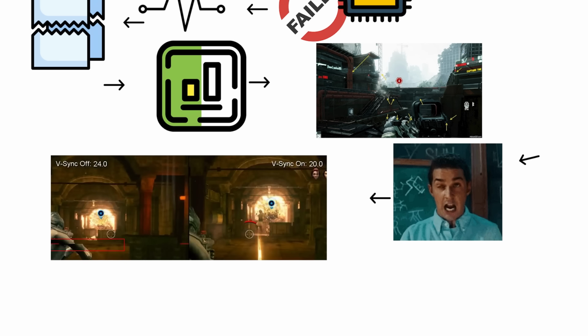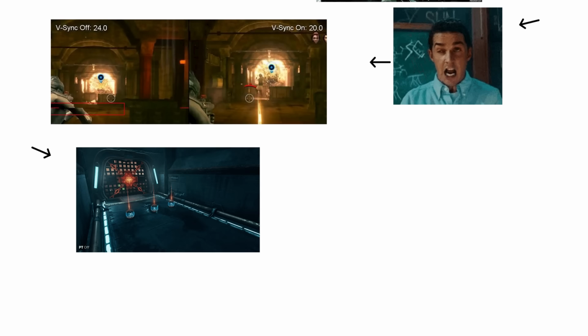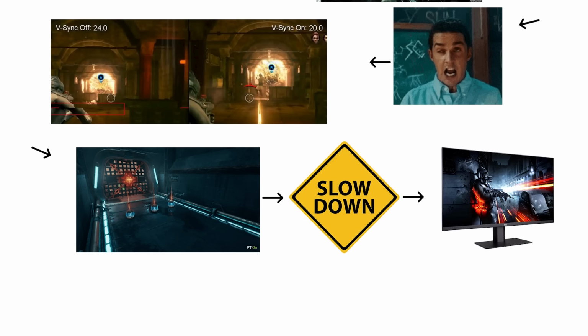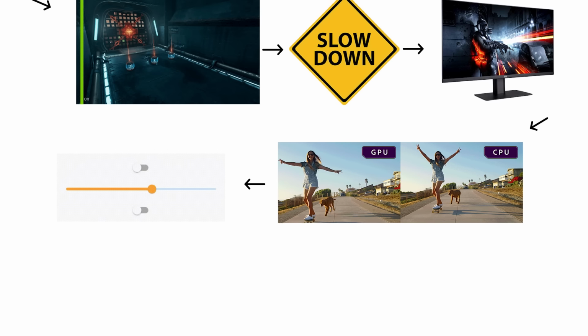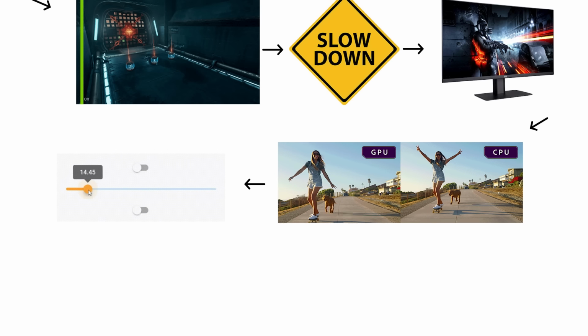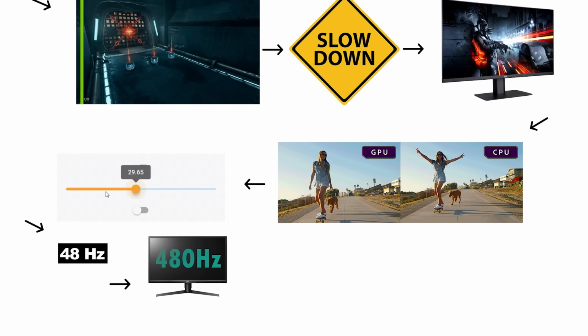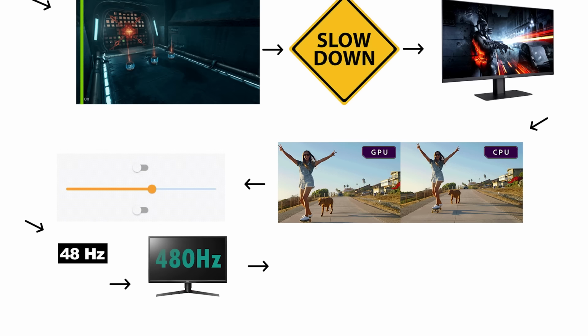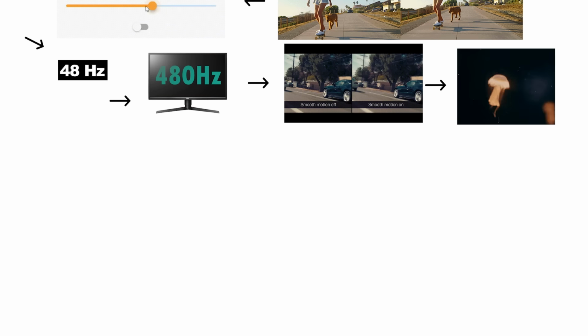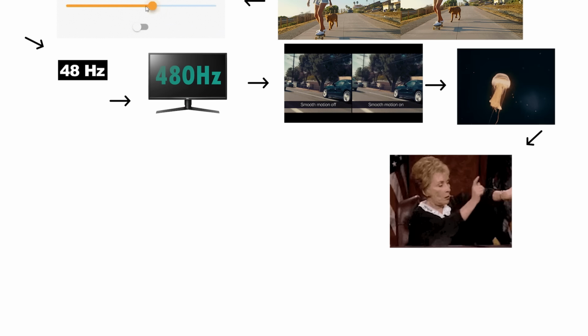Adaptive Sync fixes that by making the display wait. When the GPU finishes rendering a frame, the monitor refreshes immediately. When the GPU slows down, the monitor slows down too. The refresh rate floats between a minimum and maximum range, usually 48 Hz up to whatever the panel's maximum is. The result is motion that feels fluid, without the judder or sliced frames you get from fixed timing.